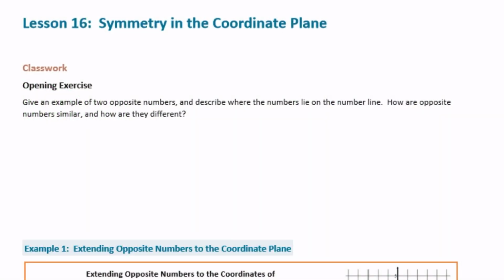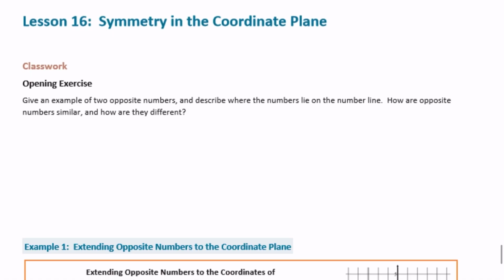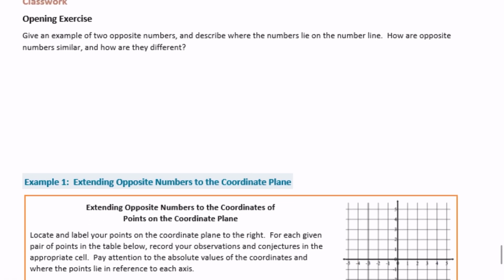6th grade, Module 3, Lesson 16, Classwork. Symmetry in the coordinate plane. Opening exercise. Give an example of two opposite numbers and describe where the numbers lie on the number line. How are the opposite numbers similar and how are they different?